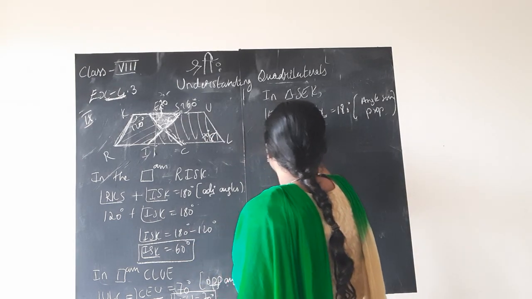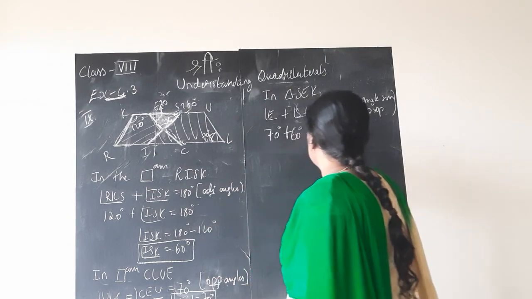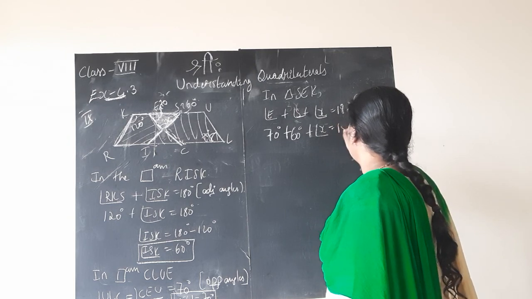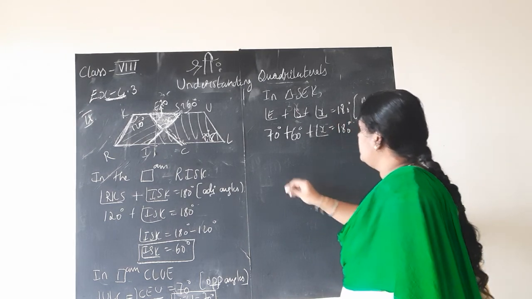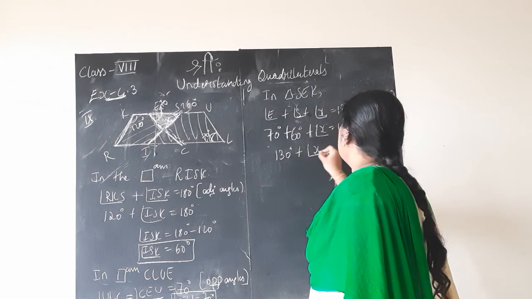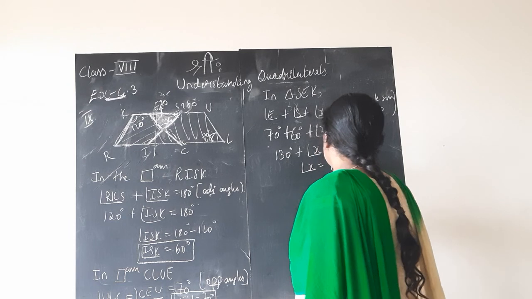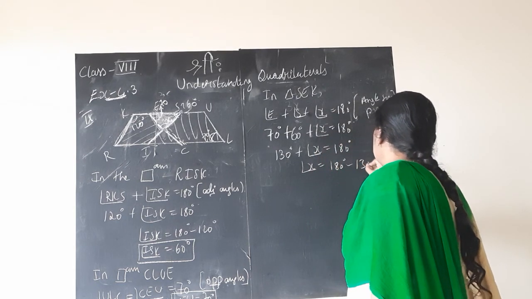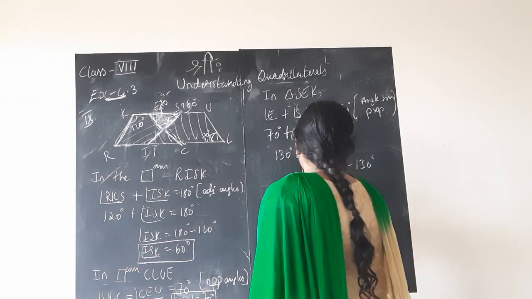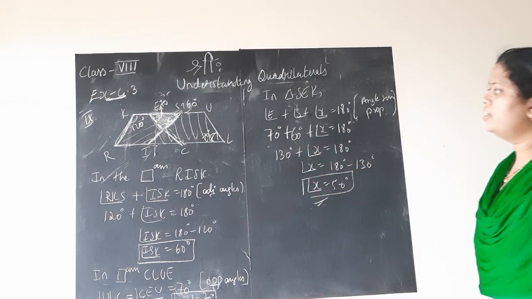We know what is angle E, so I will substitute 70 degree. I know what is angle S, that is 60 degree. I will substitute and write, it is equal to 180 degree. How much is 70 plus 60? 130 degree plus angle X is 180 degree. Therefore, angle X is 180 degree minus 130 degree, and clearly angle X is 50 degree. That's all. Hence we find out what is angle X.